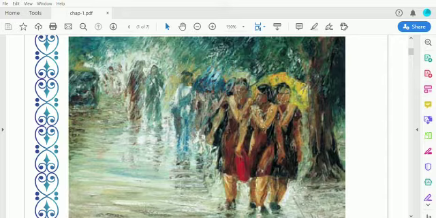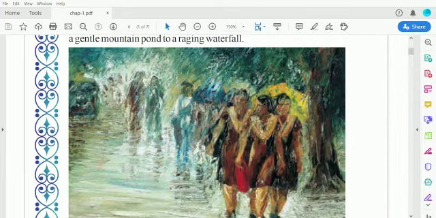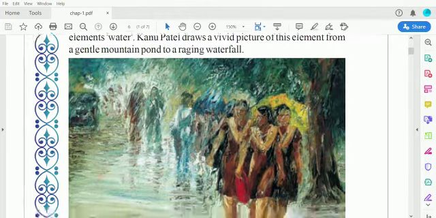What all you see here: rainwater, trees, girls walking, some are having umbrellas, and here one of the cars is there. In this way, whatever you see, you have to describe this picture. You can even describe the colors also.